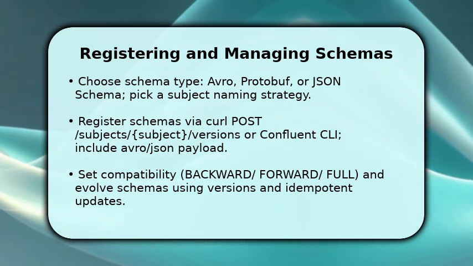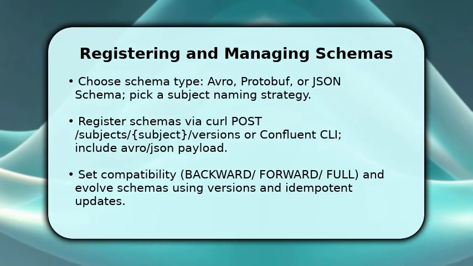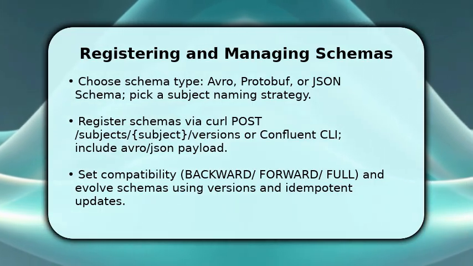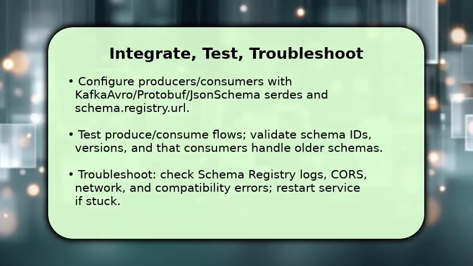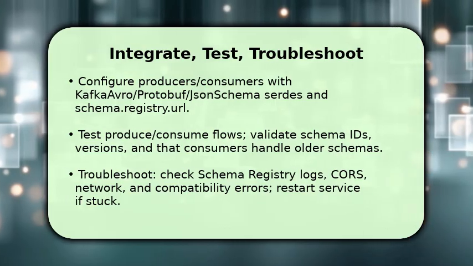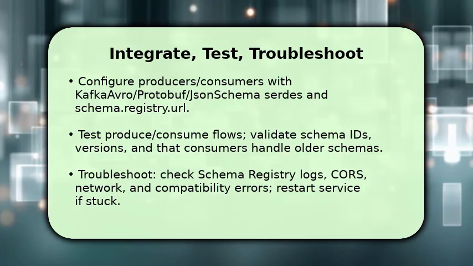Check the schema ID, and now integrate by configuring your producer and consumer clients with the appropriate serdes and the schema.registry.url so they fetch schemas automatically. Produce a message, confirm the registry returned a schema ID, then consume to verify compatibility and deserialization.